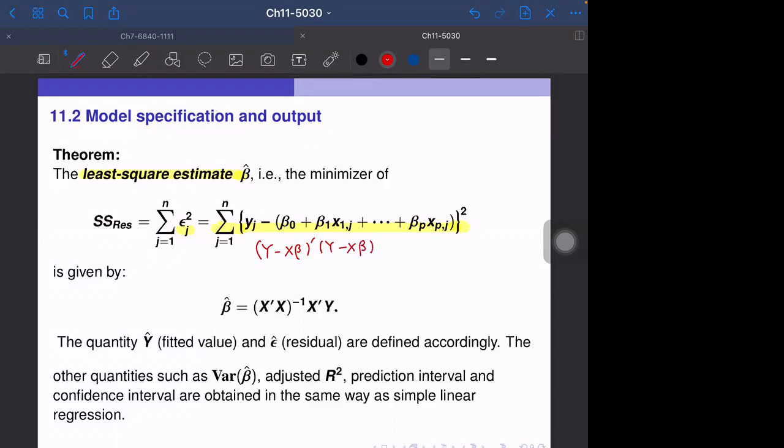So y is an n-dimensional vector, X is n by p plus 1, and beta is p plus 1 by 1. So in total, X beta is n by 1. And we transpose one of them, so it's 1 by n times n by 1. So this is a scalar. This expression is exactly the same as in simple linear regression, so that's why we can derive exactly the same formula. Beta hat is equal to (X transpose X) inverse times X transpose y.